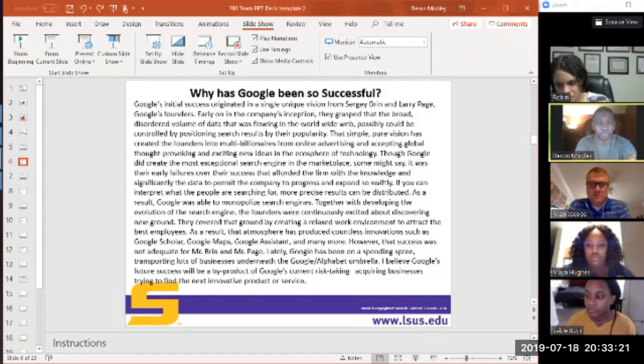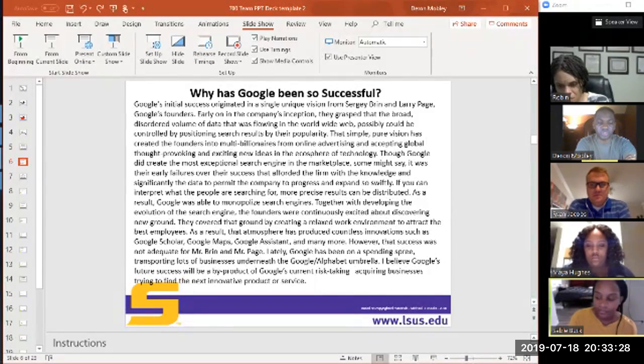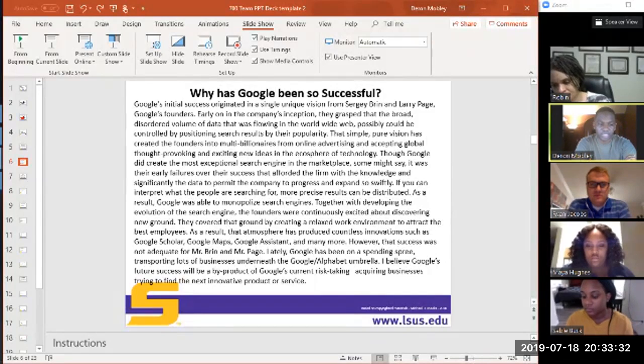like YouTube, they purchased a long time ago, and we all know how popular YouTube is. So again, they're pushing forward because they want to acquire and they want to push innovation. Innovation is the key to their success. Innovation probably will continue to be the key to Google's success, and that's their main focus.